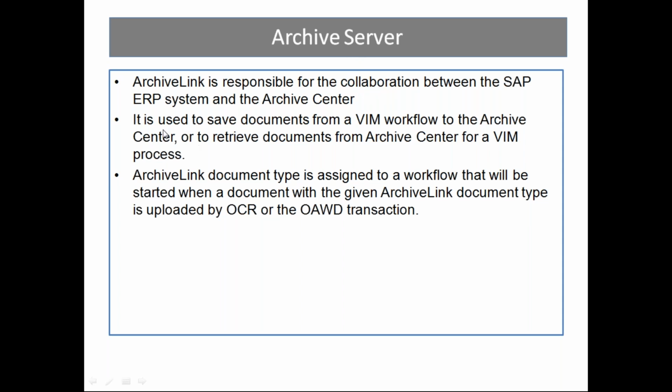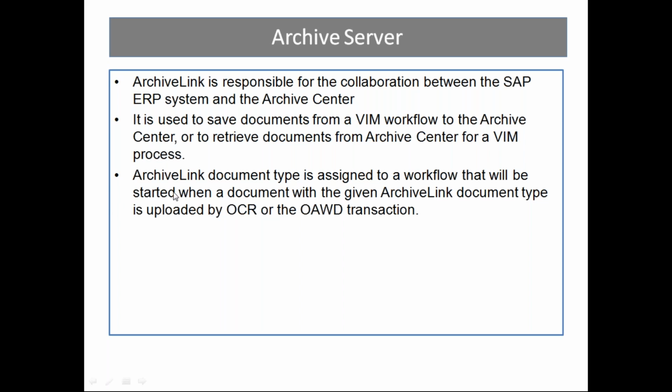It is used to save documents from the Vim workflow to the archive center or to retrieve documents from the archive center for a Vim process. For example, when we are processing invoices at SAP, we need to view the invoice image as well. Business users will be viewing the image and, based on that, processing the document. So we can retrieve that image from the RBA server, or if we want to store any additional documents, we can store those documents into the RBA server via that archive link.